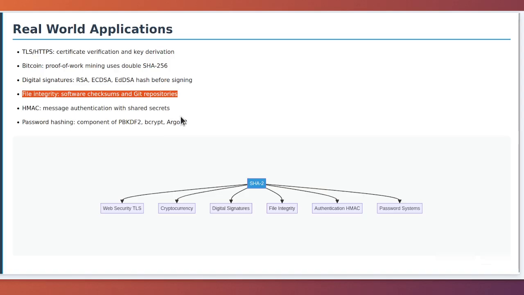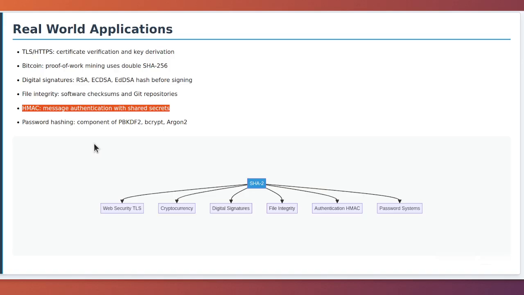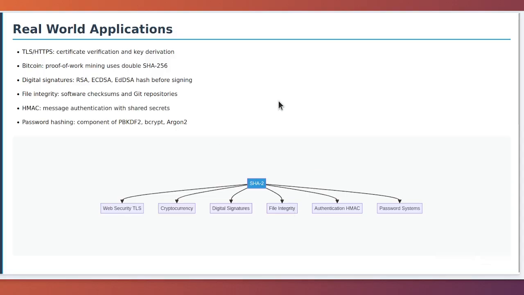Application 6 is HMAC message authentication. When you need to authenticate messages with a shared secret, HMAC SHA-256 is a popular choice, providing both integrity and authenticity. Application 7 is random number generation. Many cryptographically secure random number generators use SHA-2 as their mixing function. Application 8 involves certificate transparency logs that use SHA-256 to create Merkle trees of certificates. These diverse applications demonstrate SHA-2's versatility and trustworthiness.